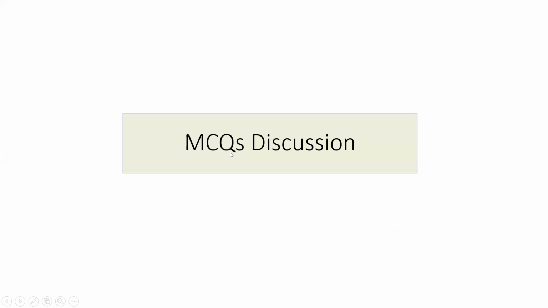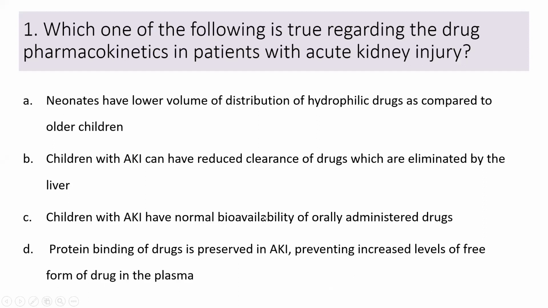So coming to the MCQs discussion, I would like the fellows in the group to please answer the options in the chat box. Which one of the following is true regarding drug pharmacokinetics in patients with AKI? Neonates have lower volume of distribution of hydrophilic drugs as compared to older children. Children with AKI can have reduced clearance of drugs eliminated by liver. Children with AKI have normal bioavailability of orally administered drugs. And protein binding of drugs is preserved in AKI, preventing increased levels of free form of drug in the plasma.